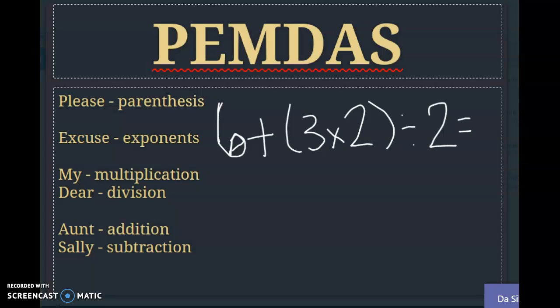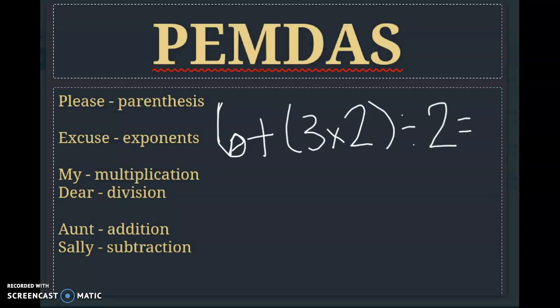Excuse means exponents. So second, you would do your exponents. Then you would solve multiplication and division. So My Dear, M standing for multiplication, D standing for division. And then Aunt Sally. Notice how multiplication and division are together and addition and subtraction are together. That's because whichever one comes first in the equation out of those two is the one you're going to do first.